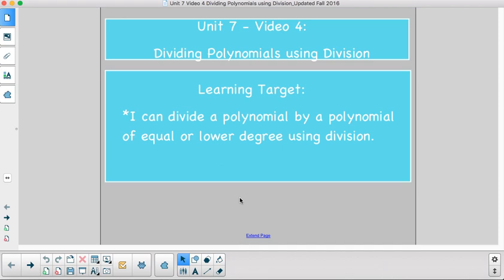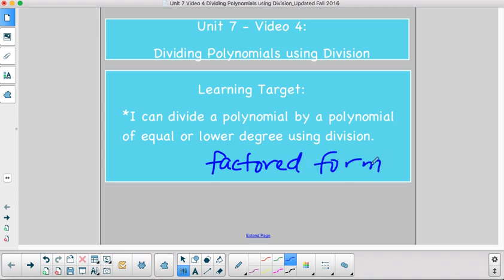Today we're going to be dividing polynomials using division again. Yesterday we learned synthetic division. Today we're going to continue working with synthetic division. Your goal today is that you can divide a polynomial by a polynomial of equal or lesser degree using synthetic division. Okay, we're going to be putting things today in what we call factored form using this division. So using division, we're also going to be putting things into factored form.